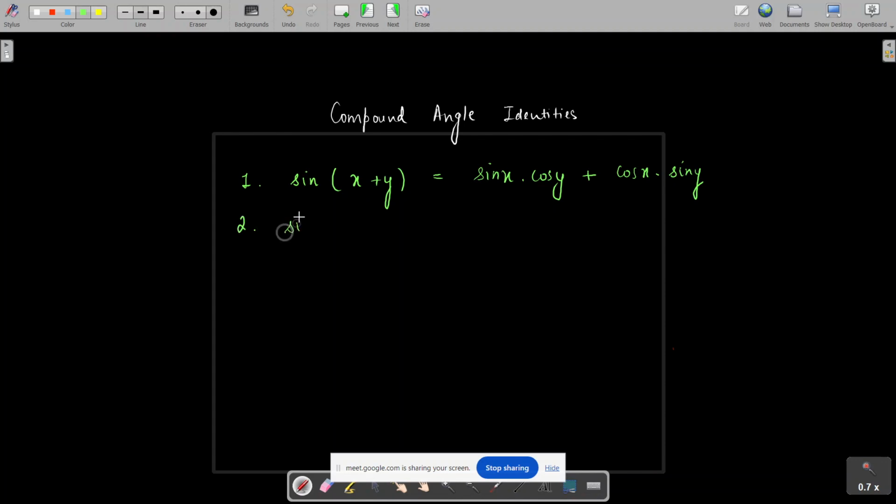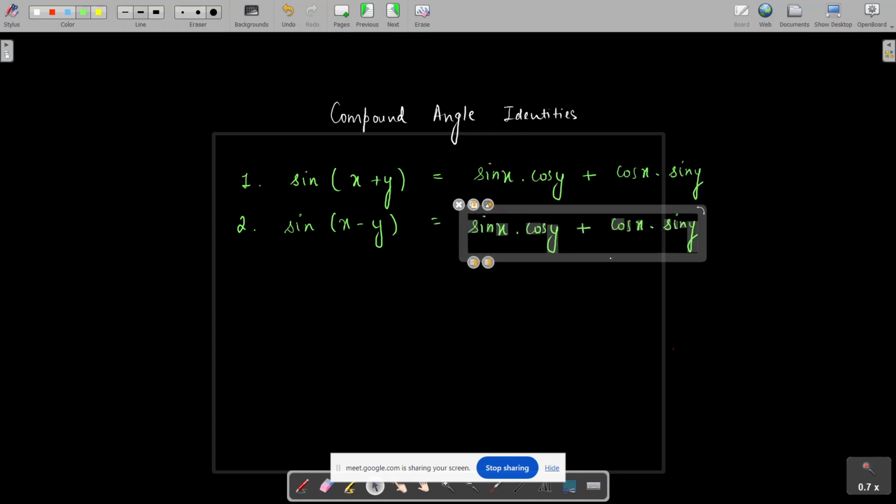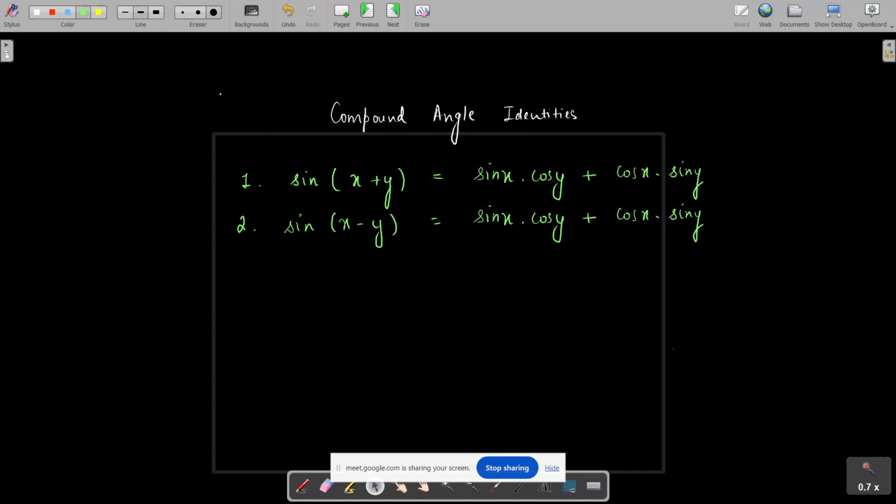Then you have sine of x minus y. It's the same expression, just with the negative sign.